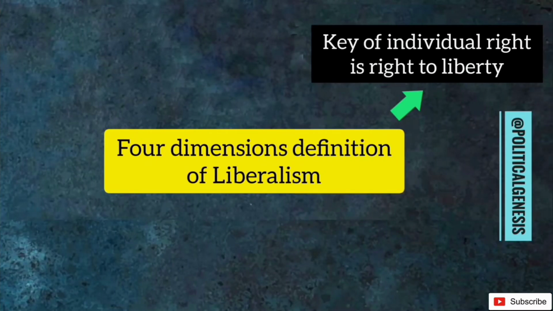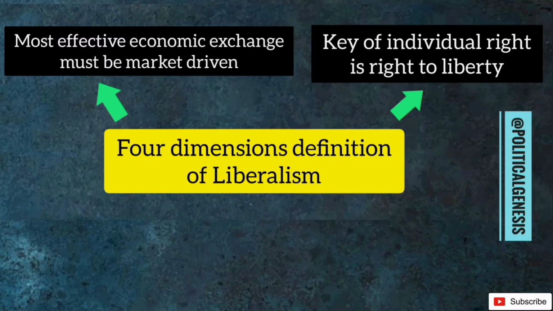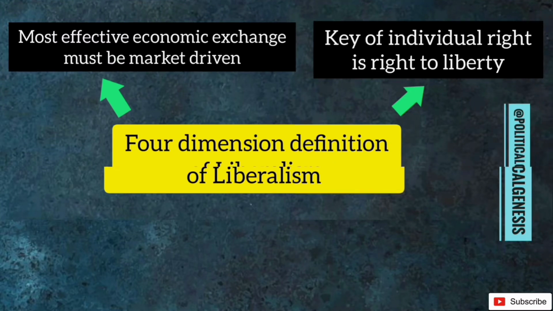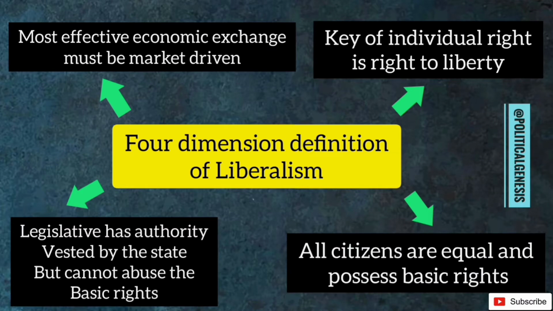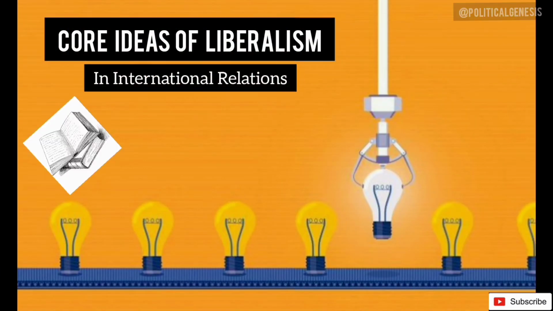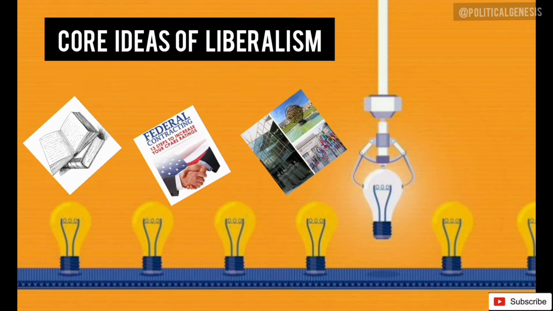Now let's look at the four-dimensional definition of liberalism. At first is the key of individual rights, like the right to liberty. Second is the need for an efficient economic system that is market-driven. Third is that the legislature has the authority vested by the state, but it cannot infringe upon the basic rights of the citizens. The fourth dimension is that citizens are equal and possess basic rights, such as the right to religious toleration and education. Now let us look at the core ideas of liberalism through its historical evolution.